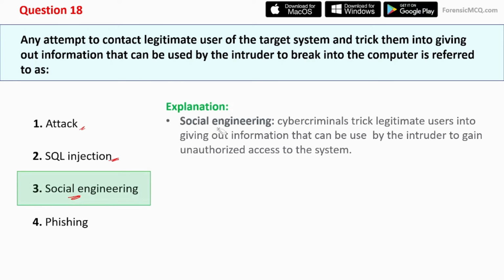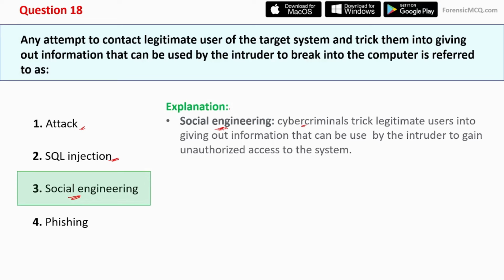First is social engineering. Social engineering involves cyber criminals tricking legitimate users into giving out information that can be used by the intruder to gain unauthorized access to the system. In this, a legitimate user gives out information to the criminal, thinking the cyber criminals are legitimate or are going to help them. Another example is when they pretend to be a computer technician trying to fix your problem.